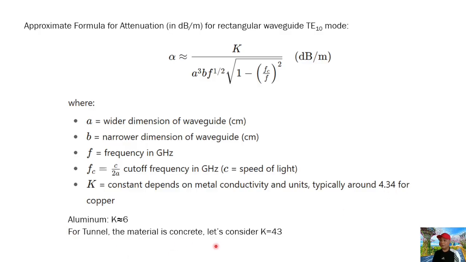So for tunnel, I just simplify this K to 43 times 10 here. Do the calculation. And then this is quite accurate. I have some test results compared with the calculation. I will show you guys later.